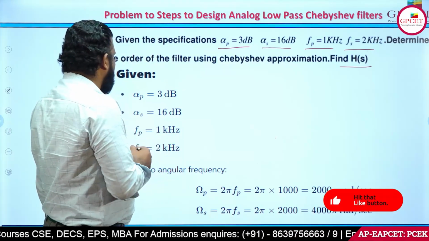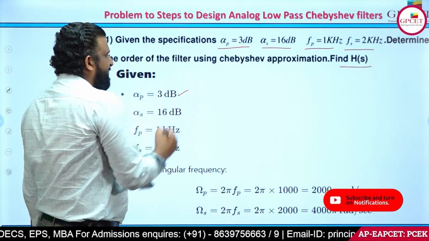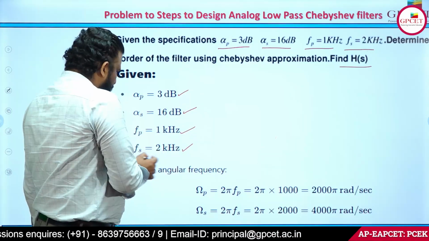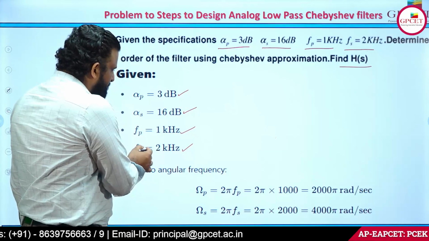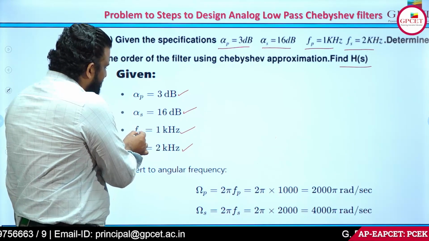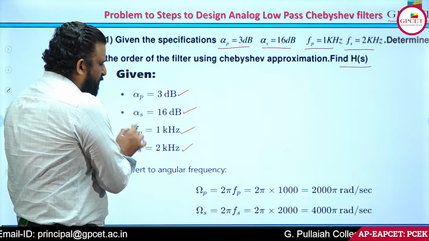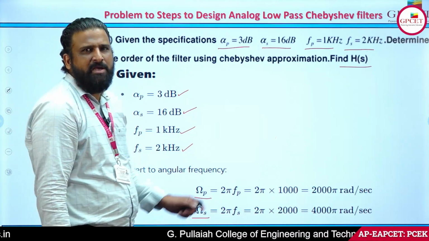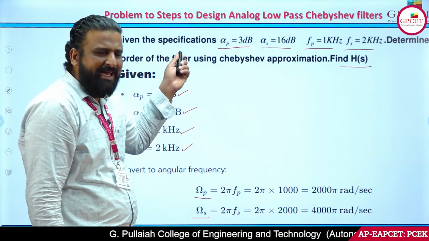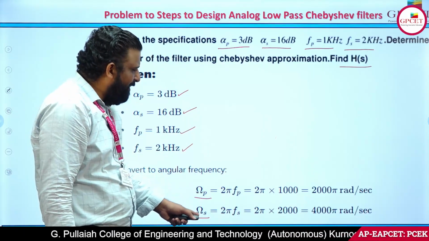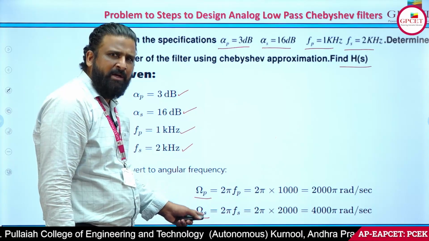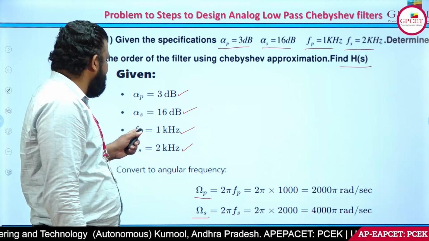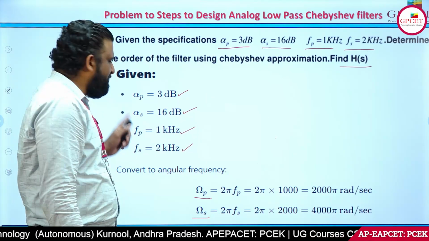Fine. So what are the specifications we got here? Alpha p is equal to 3 decibels, alpha s is given, fp is 1 kilohertz, and fs is given. Here we need to convert. Why? Because they have given it in the form of fp and fs, but we want the specification in the form of angular frequencies, omega p and omega s. In the steps we discussed in the previous slides, we used omega p and omega s, but here in the question they have given the passband frequency and the stopband frequency.